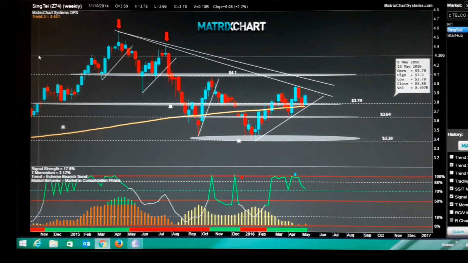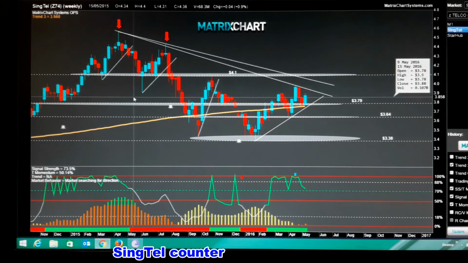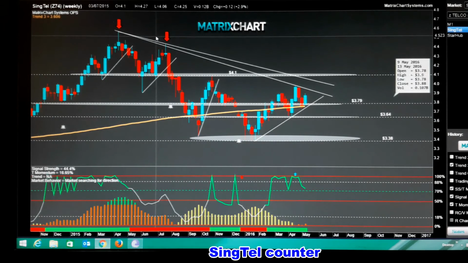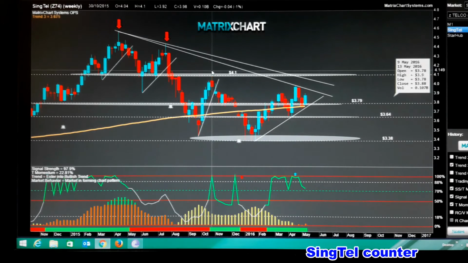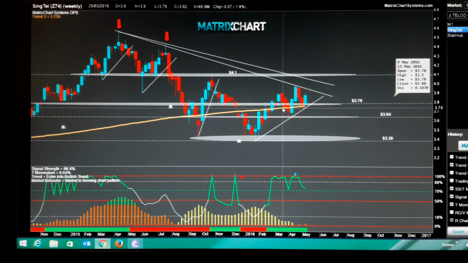Okay, this is Singtel, stock code Z74. As you can see from this Singtel counter, it has already completed the 5-series major wave in the secondary trend, and this is the top. Here is the major wave 1, wave 2, wave 3, wave 4 and wave 5. So right now it has formed a major reversal bullish trend and therefore it has moved further up.